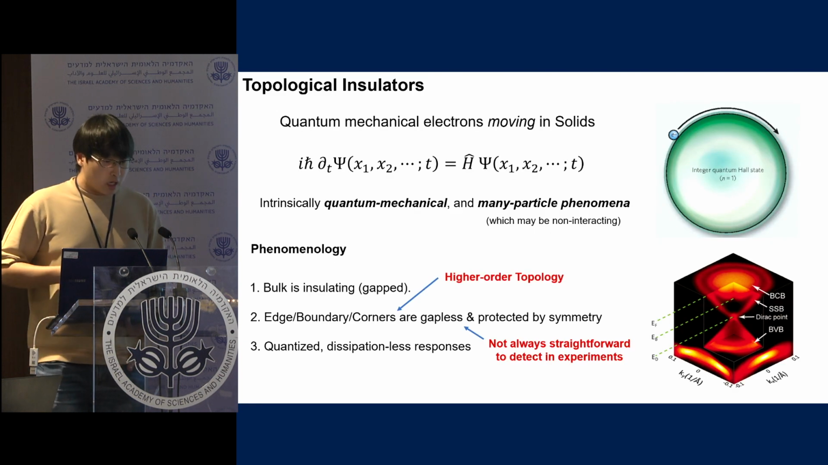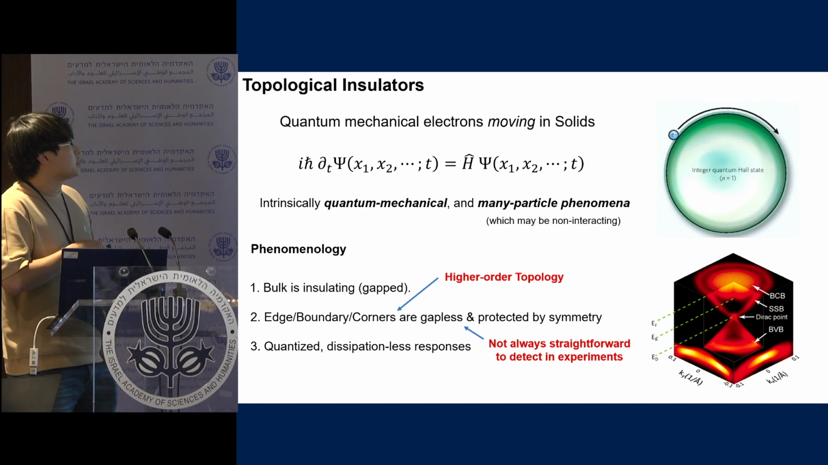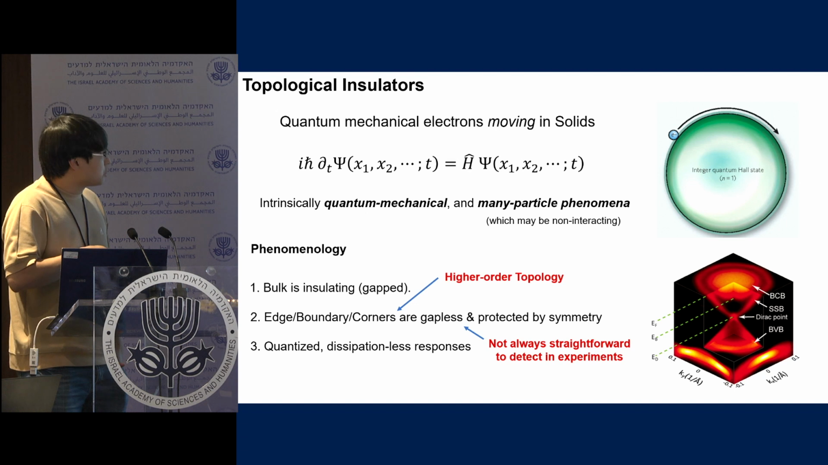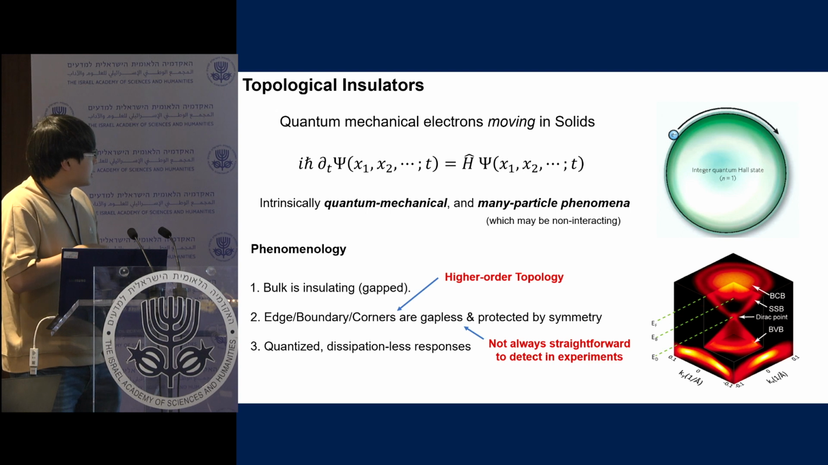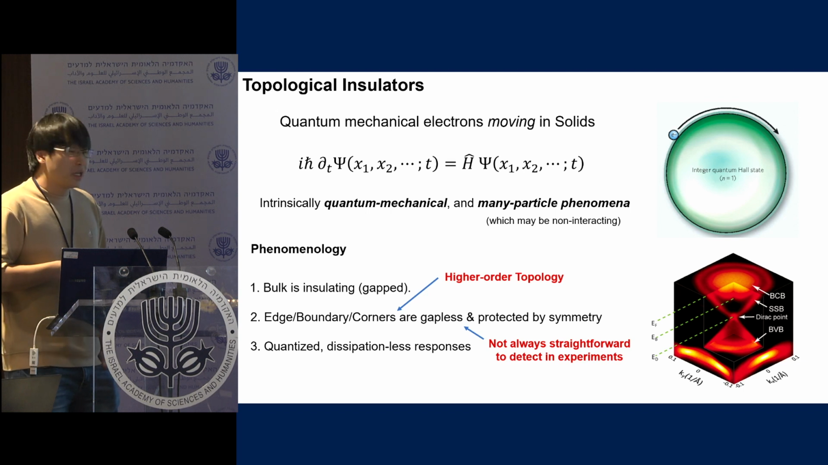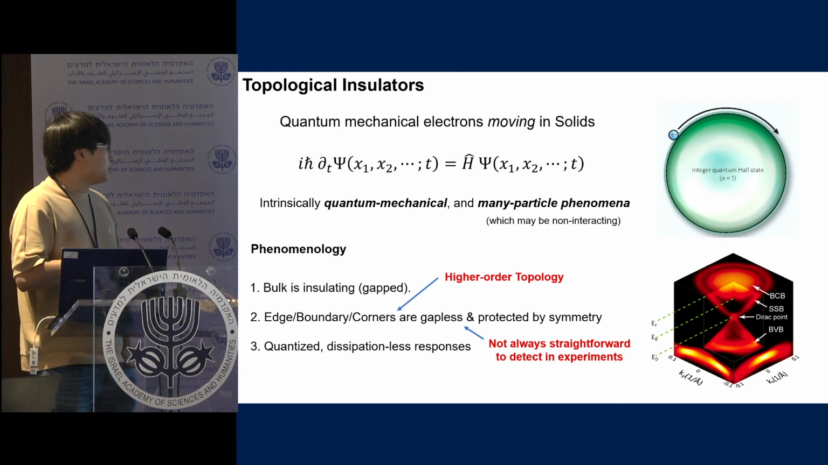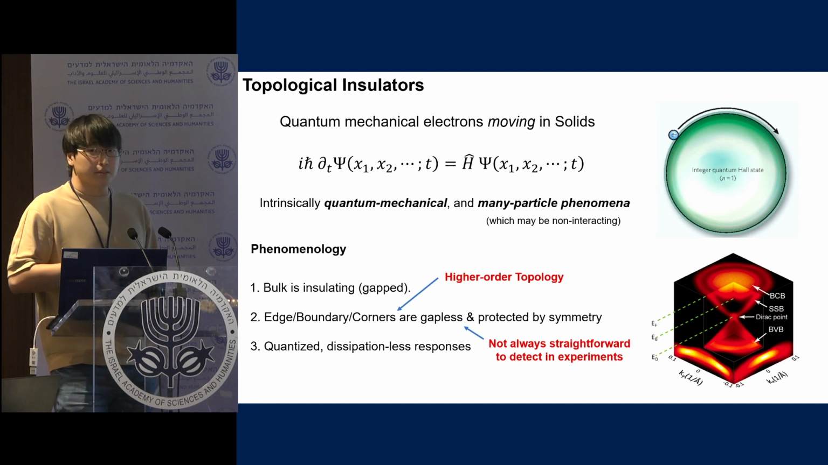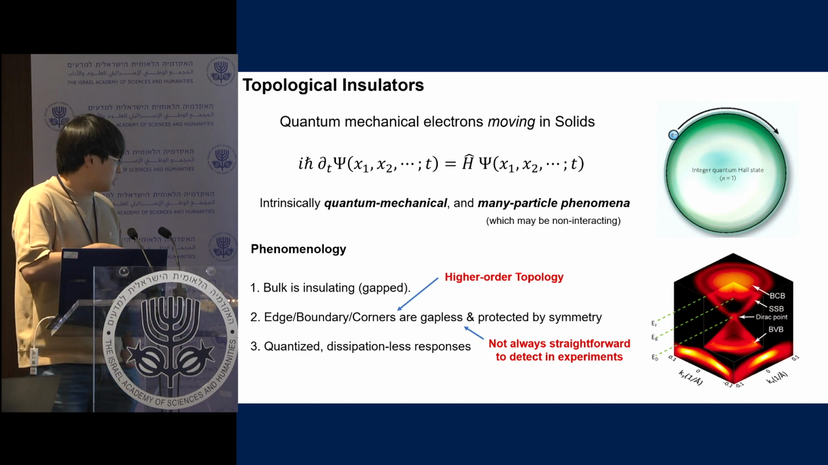So let me start with a brief introduction of the topological states, even though we heard about it a lot. This is a single slide summarizing the topological insulators. A topological insulator is a phenomenon of quantum mechanical electrons moving in a solid. I'm not going to tell the whole story and theories, but I can briefly remind you of the phenomenology. The topological insulator is a state whose bulk is insulating, but if you go to the edge, boundary or corners, they tend to be gapless, protected by symmetry, like Yoshi Avron introduced symmetry protected topological states. This is one phenomenon.